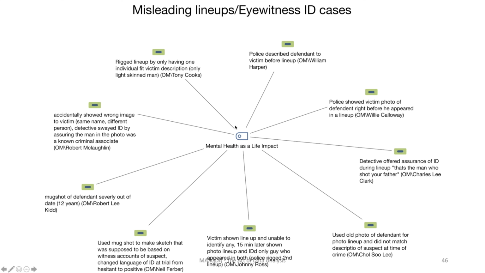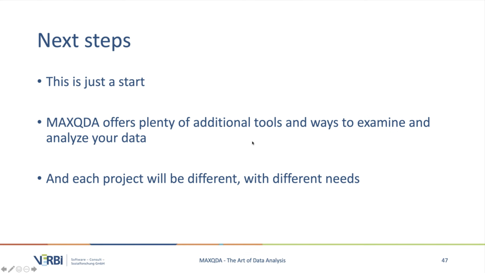I don't know where this code name, mental health as a life impact, came from. I obviously screwed something up there, but I can even create a MAXMap of the summaries. That is literally just a start. When I think of systematically analyzing coded data, I have not covered all the tools. We would have to spend hours covering all the tools.